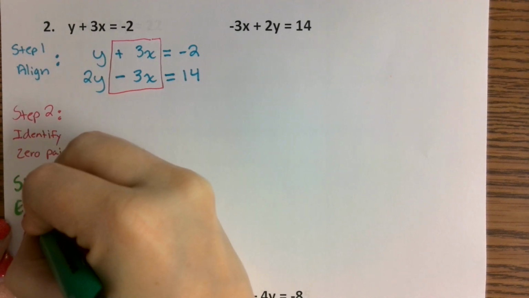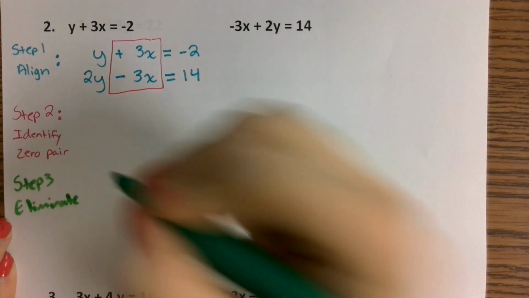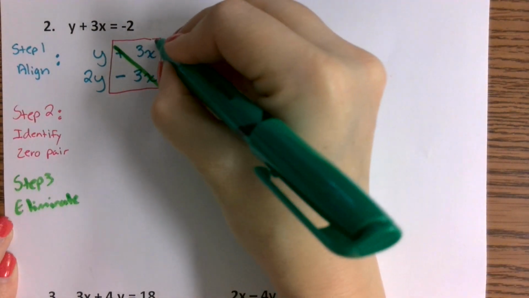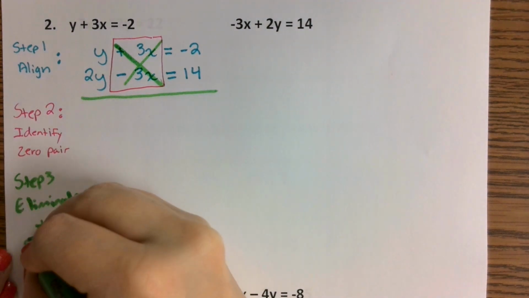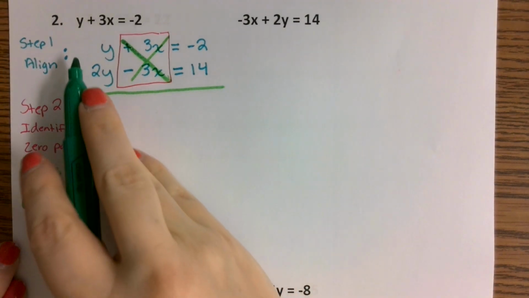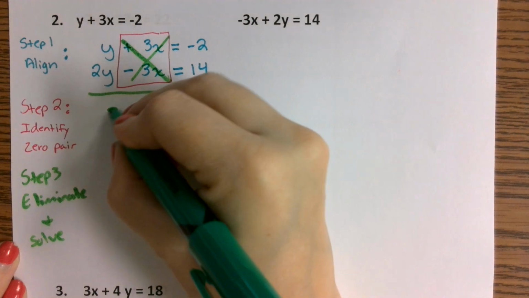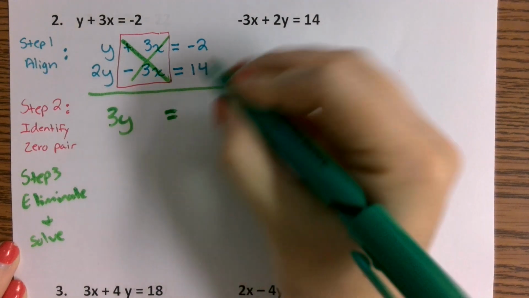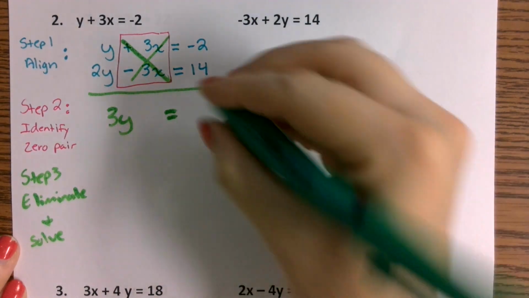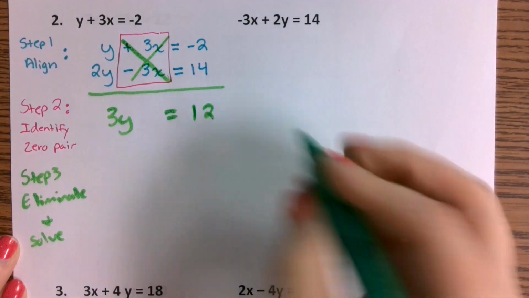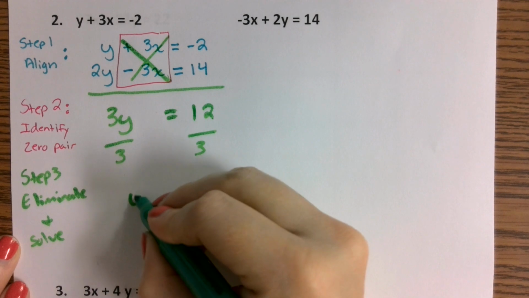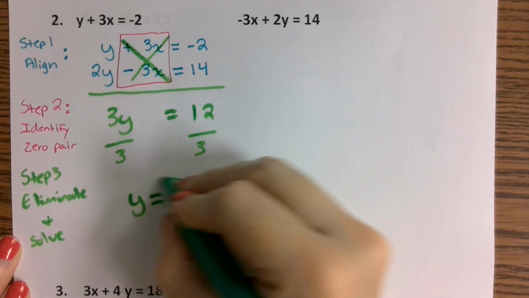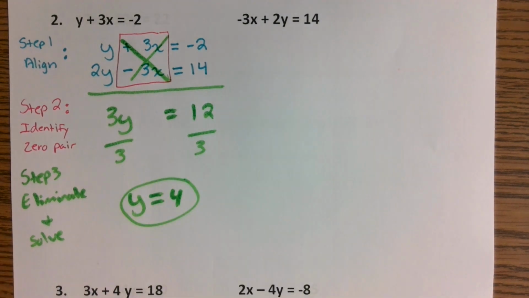Step 3 is to eliminate the zero pair. So to eliminate, all I got to do is just cross them off. And then I'm going to solve for the y. So y plus 2y is going to equal 3y. And then negative 2 plus the 14 is going to come out to a positive 12. And then I'm going to go ahead and just divide both sides by 3. And I'm going to get y is equal to a positive 4. So I've solved for y.